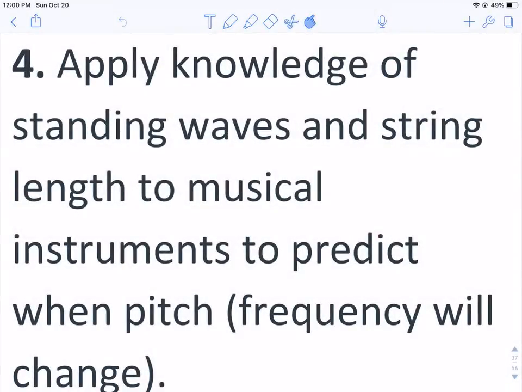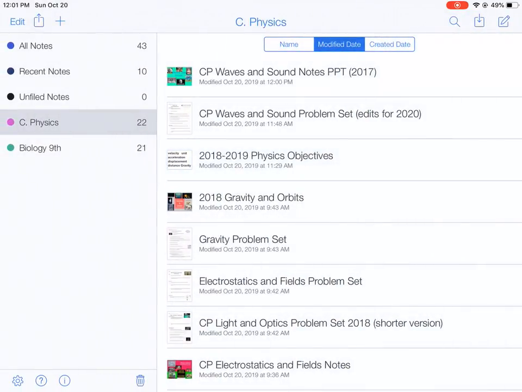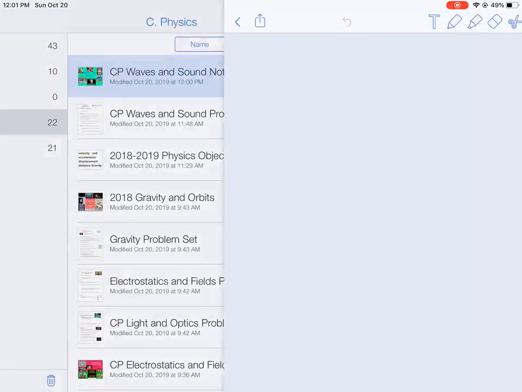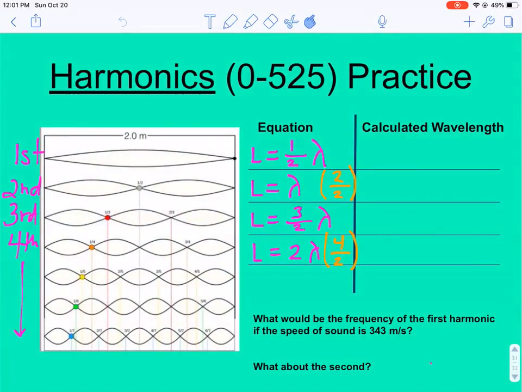Okay, this video is about standing waves and harmonics. It's going to get us towards achieving the standard of being able to apply our knowledge of these standing waves to instruments, to think about when frequency and pitch will change, relating to Lab 3. It's a little tricky, so take your time and ask questions when things are confusing.